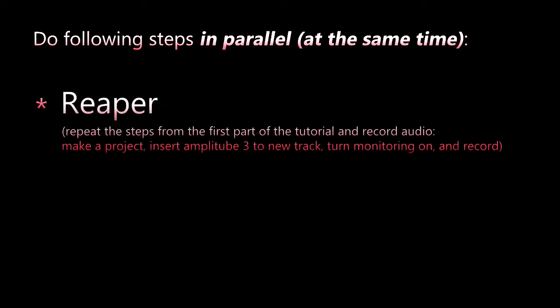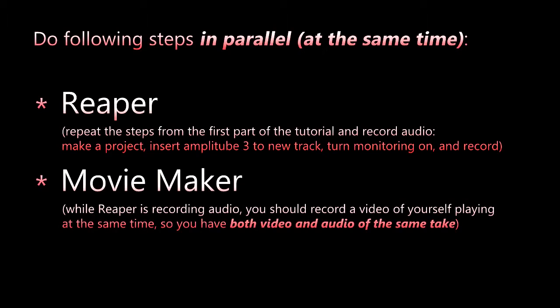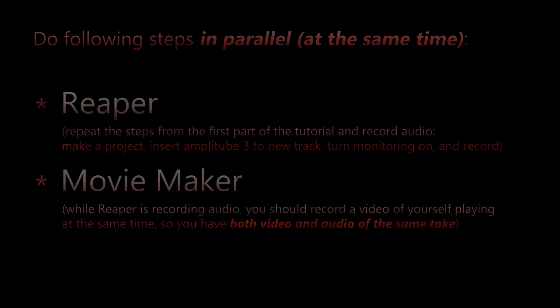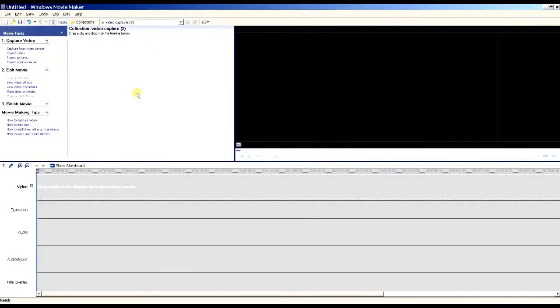If you want to record a good video with audio, you need to do the following steps in parallel. Open Reaper, repeat the steps done in the first part of the tutorial and record your take. While Reaper is recording, capture yourself playing from Movie Maker. Later on, you will put together these two separate files. Let's see how to capture.